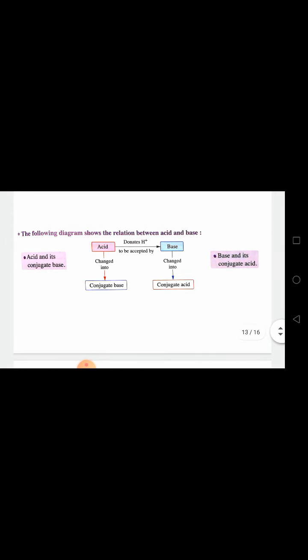So we can define the conjugate base as the substance which is formed when the acid loses a proton, while the conjugate acid is the substance which is formed due to the acceptance of a proton. This is the summary of this process. Acid donates a proton to base, which accepts this proton. Acid changes to conjugate base and base changes to conjugate acid.